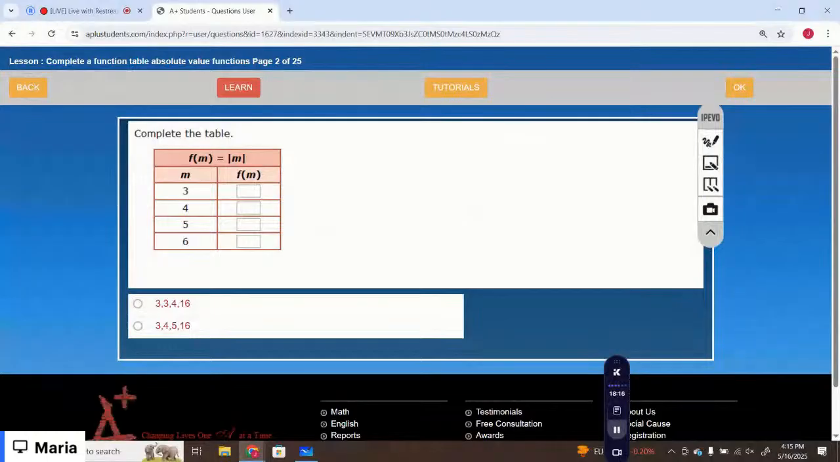Complete the table. m equals 3, 4, 5, 6. Which is the correct option? Option number 2 is the correct option. That is not 16, that is 6. That is 3, 4, 5, and 6. Option number 2 is the correct option.